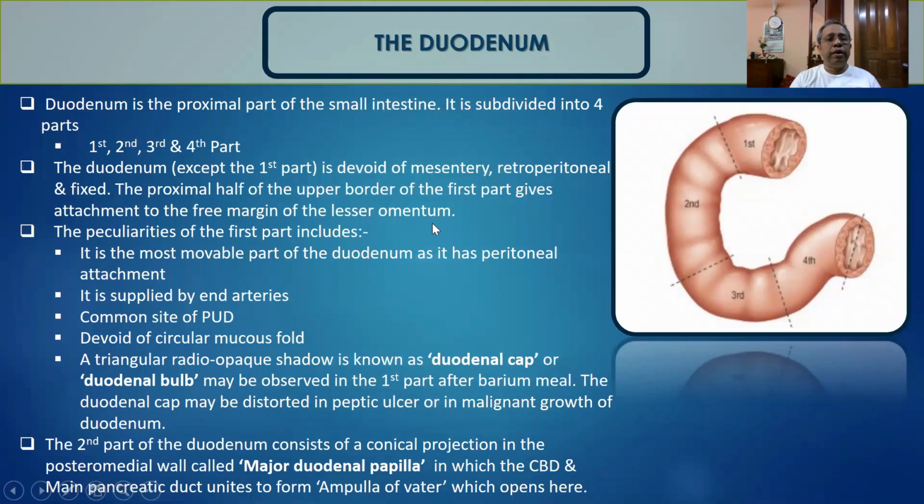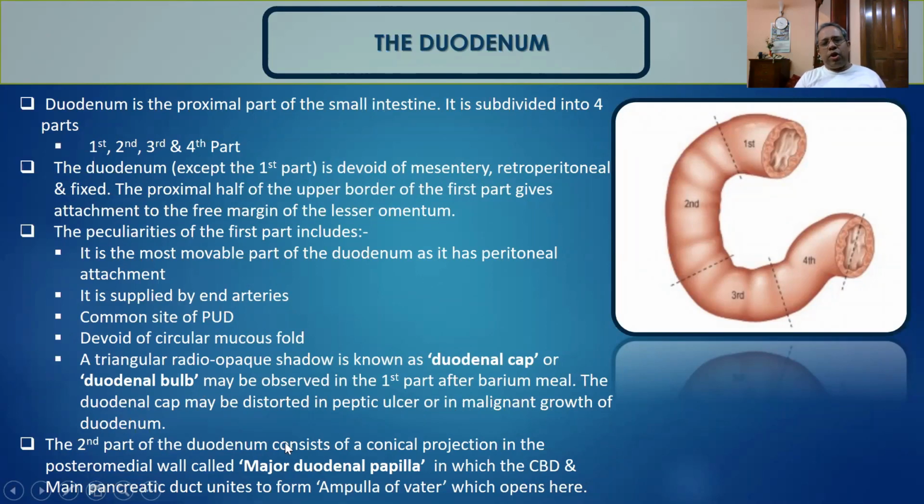The peculiarities of the first part include that it is the most movable part of the duodenum, as it has a peritoneal attachment. It is supplied by end arteries, is a common site of peptic ulcer disease, and is devoid of circular mucous folds. A triangular radiopaque shadow known as the duodenal cap, or duodenal valve, may be observed in the first part during a barium meal. The duodenal cap may be distorted in peptic ulcer or in malignant growth of the duodenum.